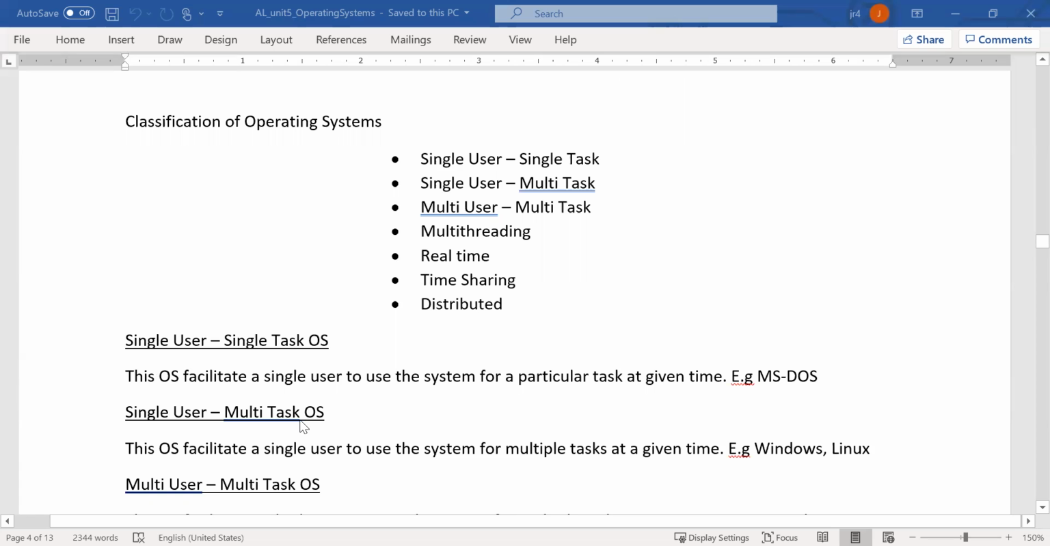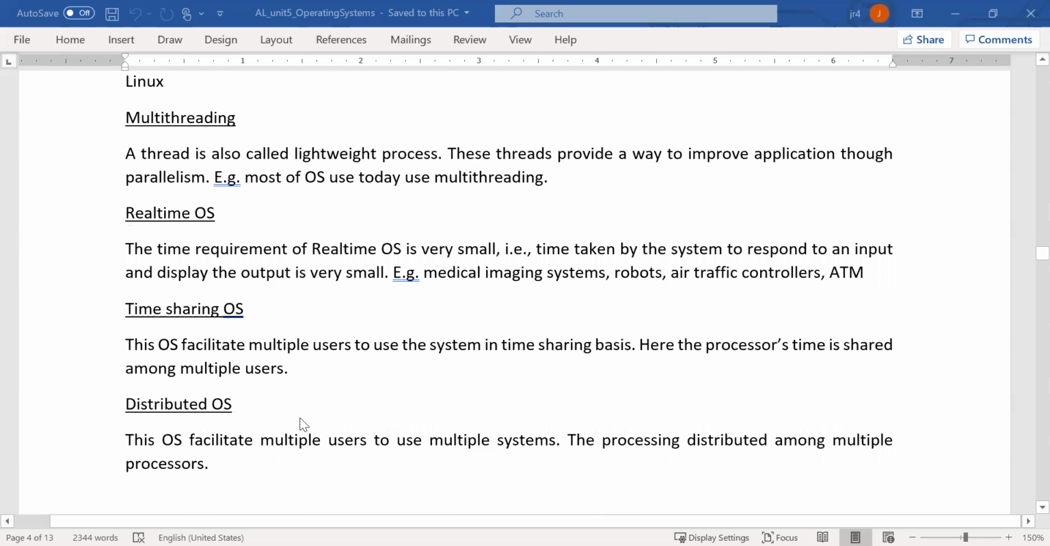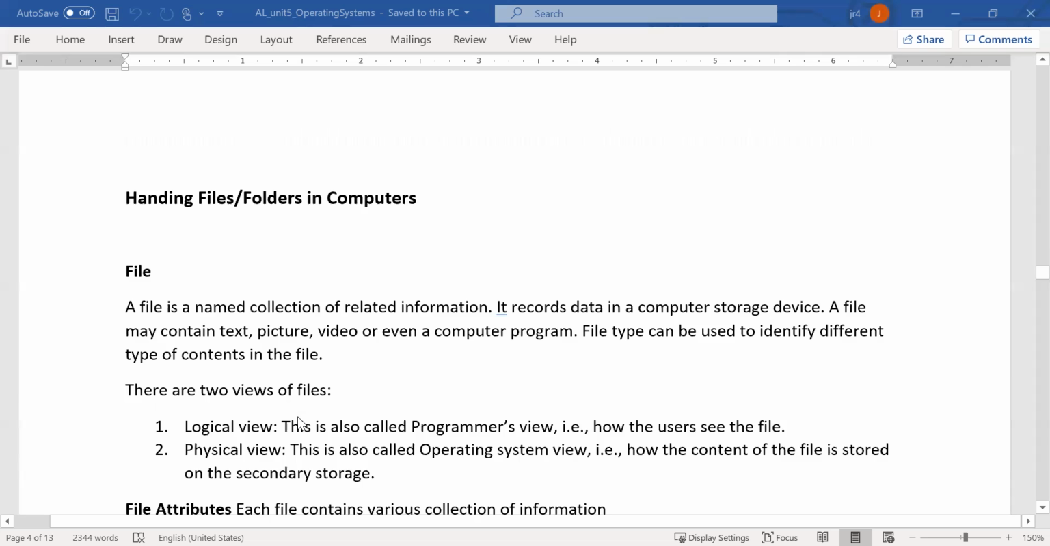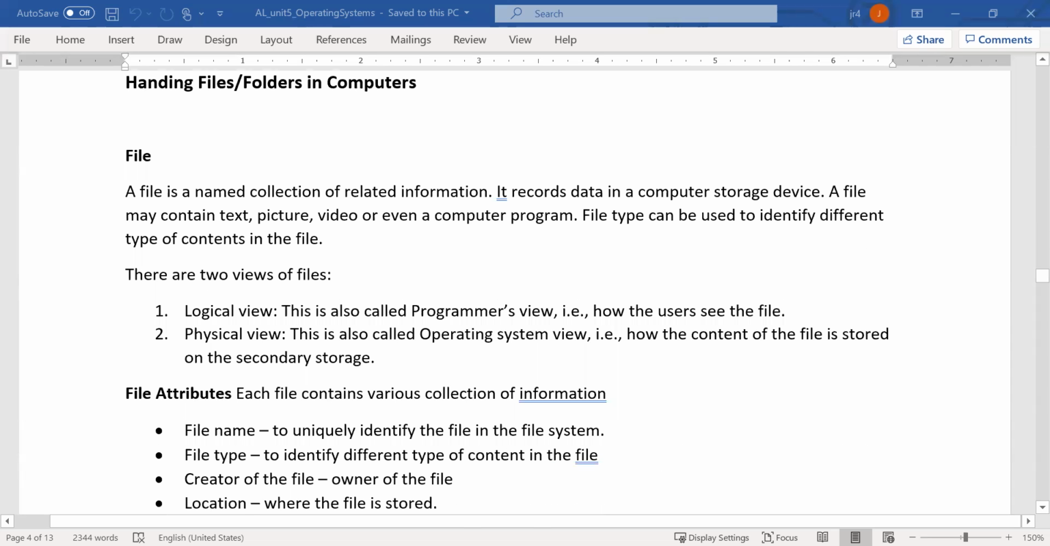Then we discussed the classification of operating systems depending on how many users they serve, as well as how many tasks you can execute at a given time. So we discussed single user single task, single user multitask, multi-user multitask, multi-threading, and then real time, time sharing. We even went on to discuss distributed OS. Then we went to section 2. In section 2, we look particularly at file management.